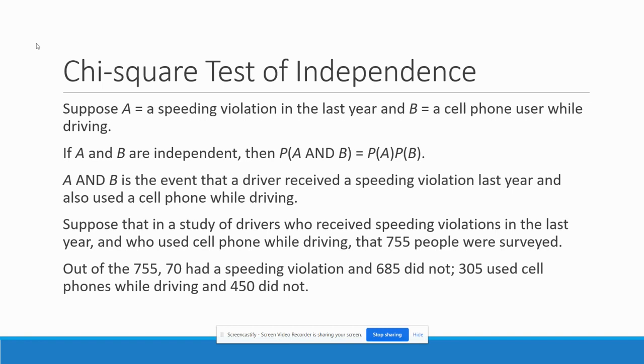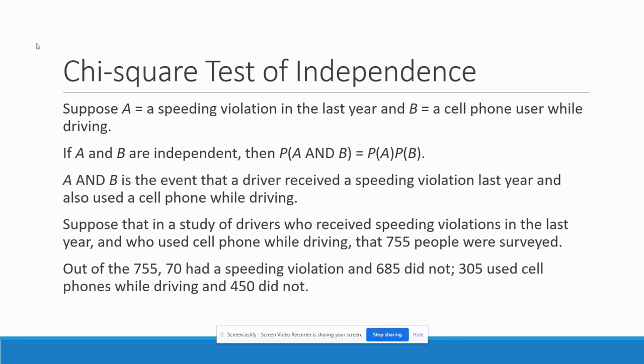It's going to be the probability of A and B equals the probability of A times the probability of B. So what does that mean? It means for me to know if they are independent of each other, then I do A times B. Okay. So again, A and B is the event the driver received a speeding violation last year and also used a cell phone while driving.